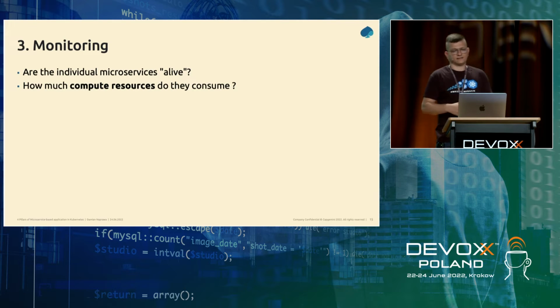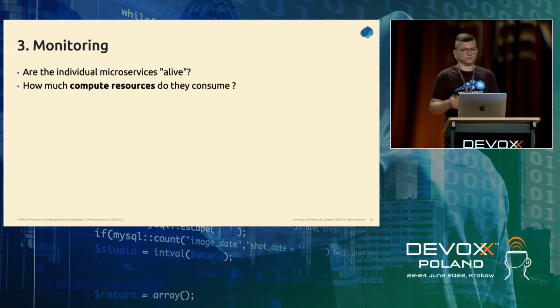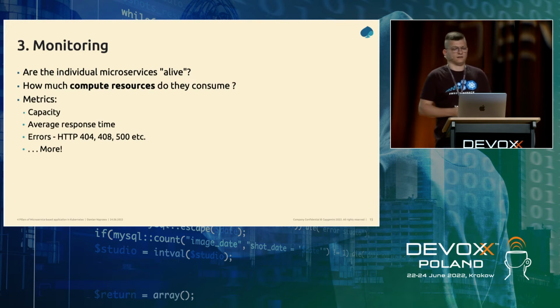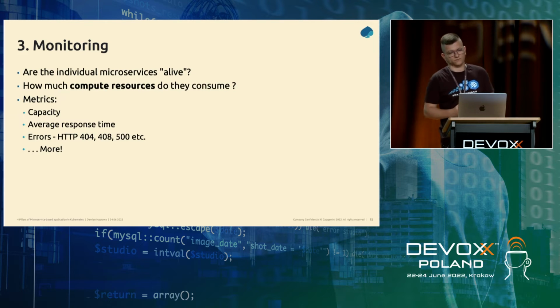In case a container consumes too much memory and, for instance, consumes all the memory we have on one VM, it could lead to downtime of that particular VM. So we need to care about the compute resources containers consume. And of course, metrics: the capacity, the average response time, handling the errors, how our applications behave in case of a 404 error and stuff like this, right?